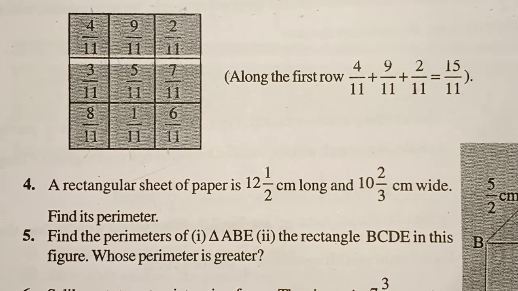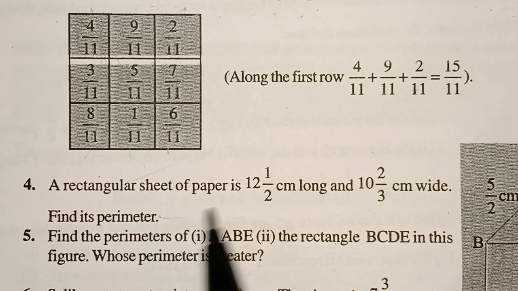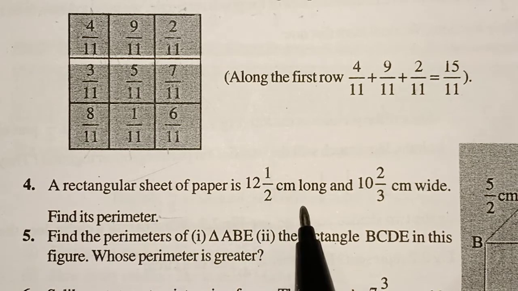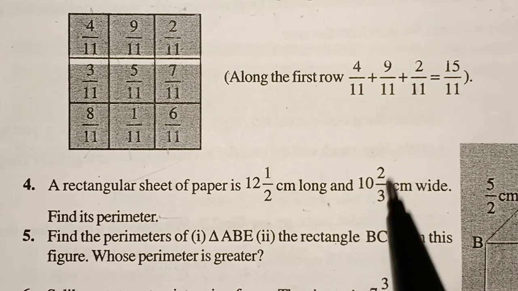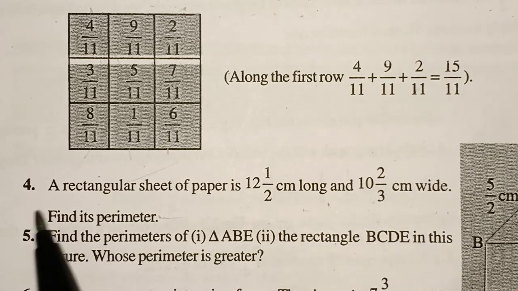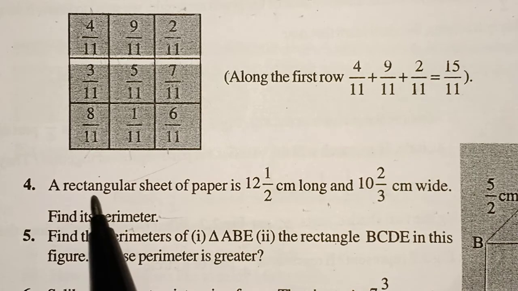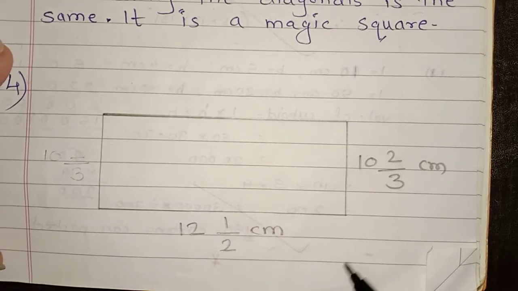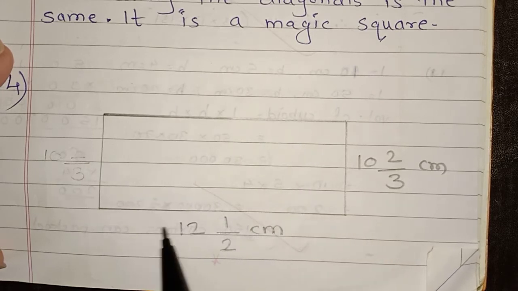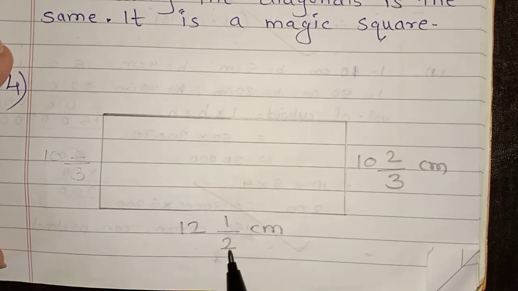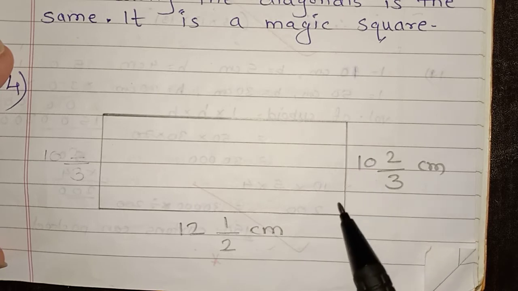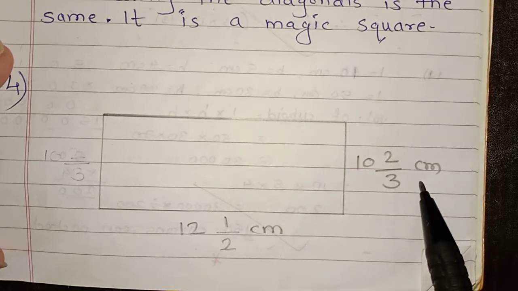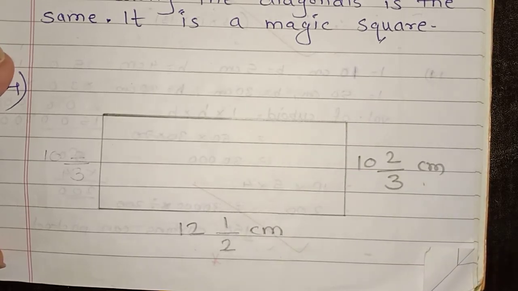Now let's see the question number 4. A rectangle sheet of paper is 12 1 upon 2 cm long and 10 2 by 3 cm wide. Find its perimeter. See, it is a rectangular sheet of paper and we have to find the perimeter. The length and the breadth is given. So here I have made a diagram of one rectangular sheet whose length is 12 1 by 2 cm and breadth is 10 2 by 3 cm. So now let's find out the perimeter.